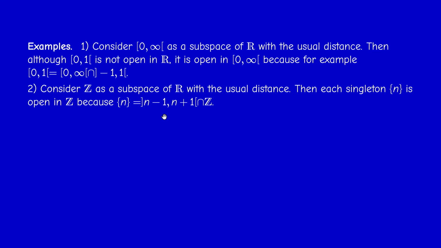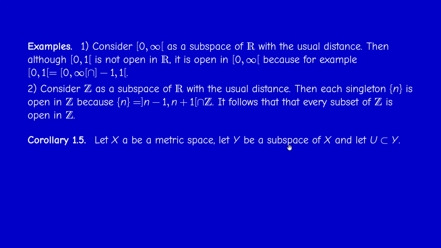And it follows that every subset of Z is open in Z, because every set is a union of singletons. And therefore, every set is also closed in Z. So all the subsets of Z are both open and closed. This illustrates the fact that a set can be both open and closed, other than the whole space and the empty set. This may be confusing the first time, because once again, the singleton {n} is not open in R. I'm not saying that, but it's open in the smaller subspace Z.